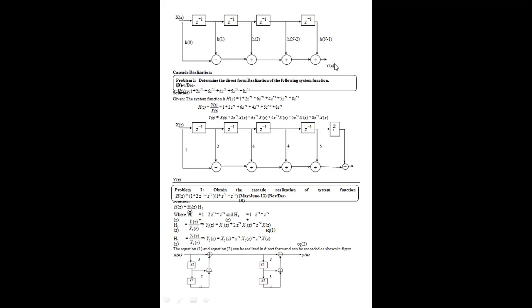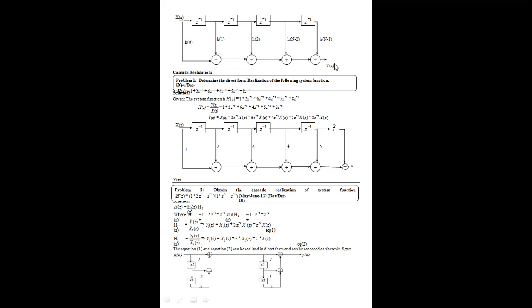The next one is how to realize using a cascade realization. The equation h of z is equivalent to 1 plus 2 z inverse plus 6 z power minus 2 plus 4 z power minus 3 plus 5 z power minus 4 plus 8 z power minus 5. We know that h of z is equivalent to the ratio of y of z by x of z. So make a multiplication over it. So this is the direct form realization. So h of z is equivalent to y of z divided by x of z, which is multiplied with the value of x of z.